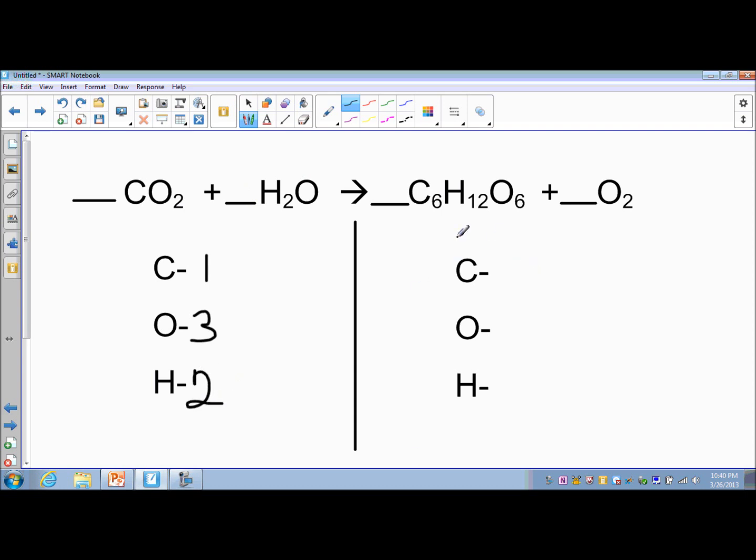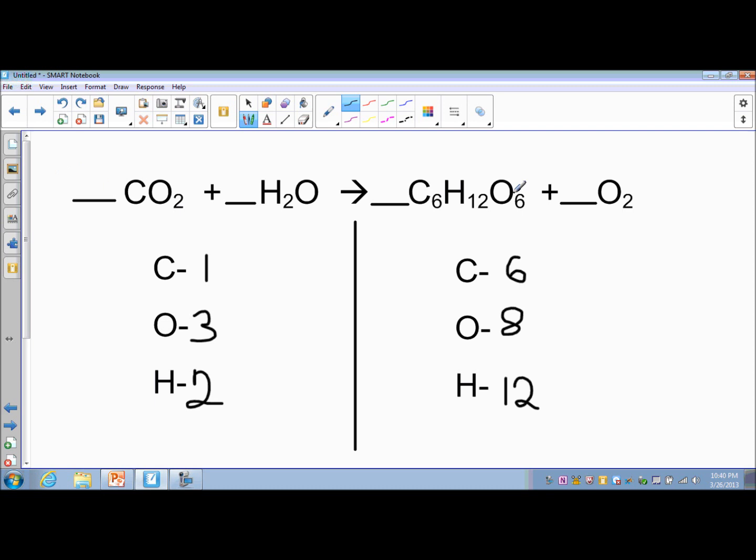Alright, now on my product side, once again, I'm going to count everything up. So for carbon, I have 6. For hydrogen, I have 12. And then oxygen is going to be tricky again. I'm going to have to add up both. So I have 6 over here, 2 over here, so that's going to give me a total of 8.